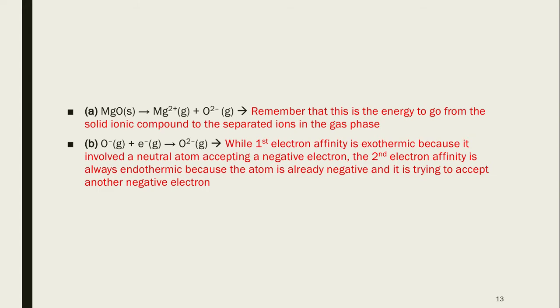The second electron affinity, if you look up the value in the data booklet, in section 8, and find oxygen, you will notice that the second value is always endothermic because you're taking an ion that is negative and trying to give it another negative electron. So the first electron affinity is always negative, exothermic. The second electron affinity is always positive. If you have an ion like oxygen, you have to take both of those into account.